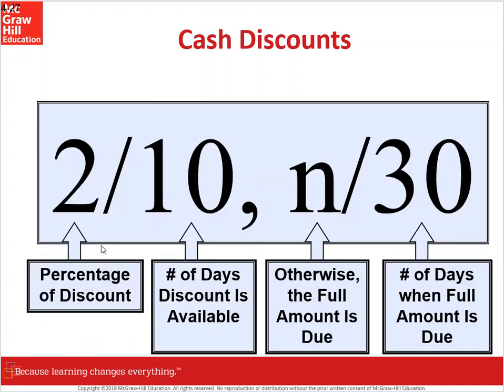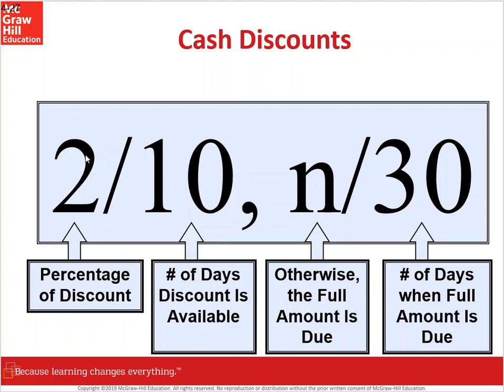And again, a little more visual here. So 2 in this case is our percentage discount. 10 is the number of days that discount is available. N stands for net. We say otherwise, the full amount is due in 30 days. So what if I said 3/15 net 45? 3/15 net 45 would mean a 3% discount if we pay in the first 15 days. Otherwise, the full amount or the net amount is due in 45 days.